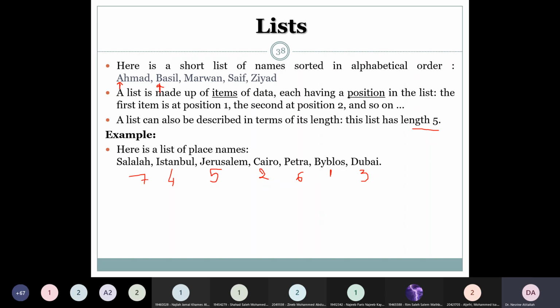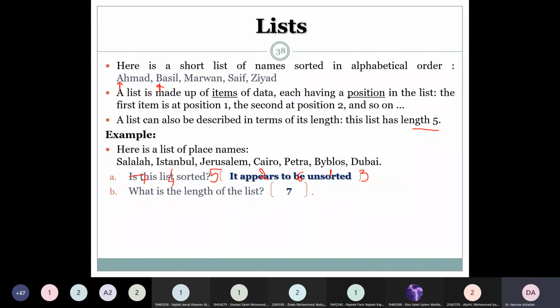So is this in the right order? Is this list sorted? No, this list is not sorted. And what is the length of this list? The length of this list is 7.